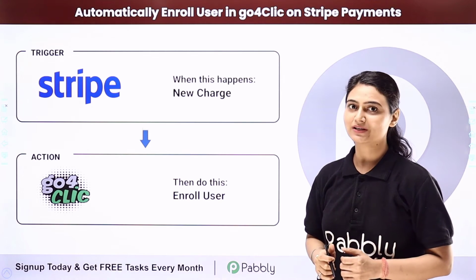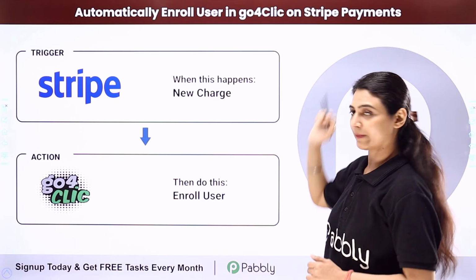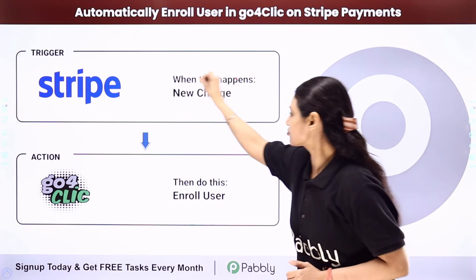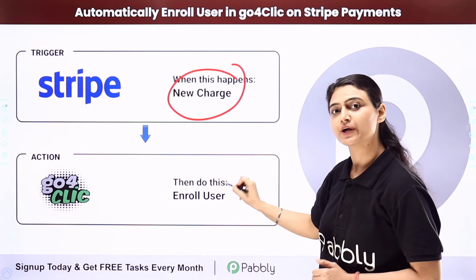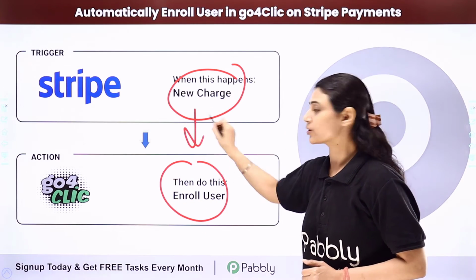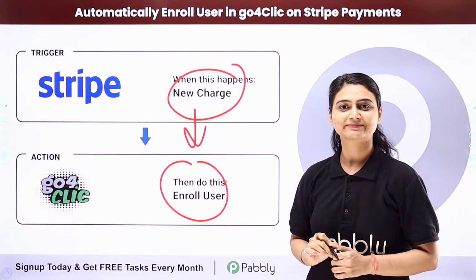In this video, we will learn how you can automatically enroll a user in Go4Clic on Stripe payments. So let's say you want every time when a payment is made via Stripe, that user should be enrolled in Go4Clic. So we are going to automate this entire process using Pabbly Connect. Come to my screen to see how we do this.